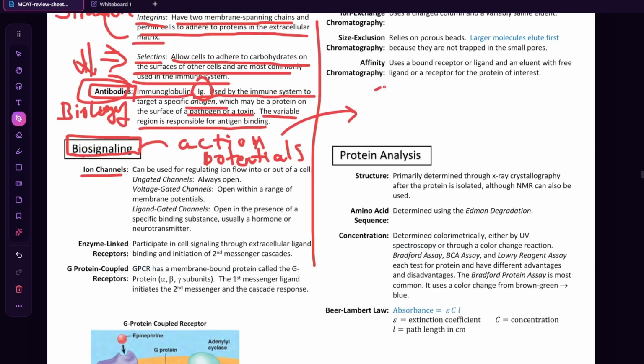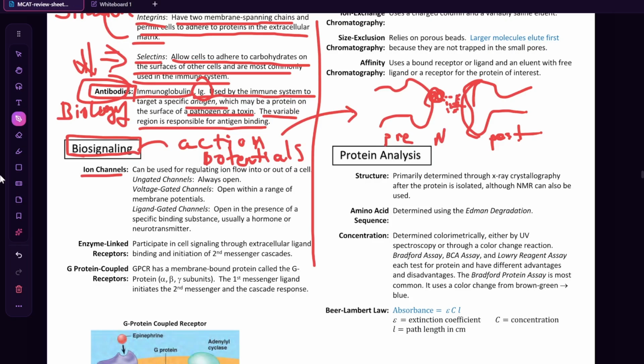Like a neuron will synapse with another neuron, or even an effector. So remember our pre and postganglionic neurons can talk to each other. And so if this one releases its vesicles and releases its neurotransmitters to the other one with a receptor, so it's waiting with the receptor on the other one, right? What happens is that can cause channels to change. So ungated channels are always open, but voltage-gated channels open within a range of membrane potentials.